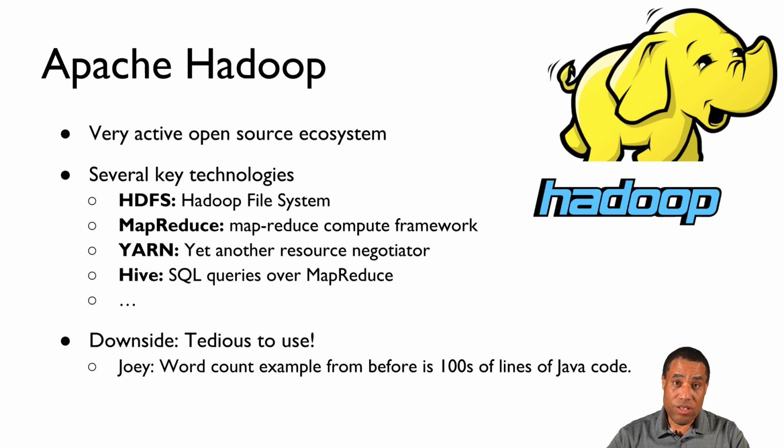The downside to Hadoop is it's very tedious to use. First of all, you have to know Java, and the number of programmers who know Java is not as large as it used to be. The other downside is that it's very verbose. That word count example that we saw would take hundreds of lines to implement for Hadoop, when really the basic functionality that we think we need for the algorithm should be concise and easy to specify. Unfortunately, that's not the case with Hadoop.